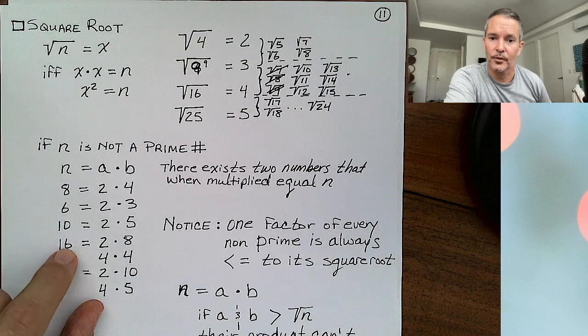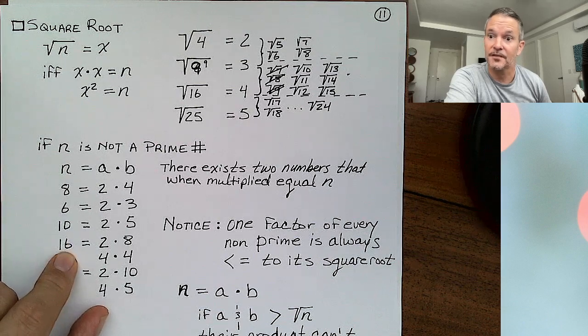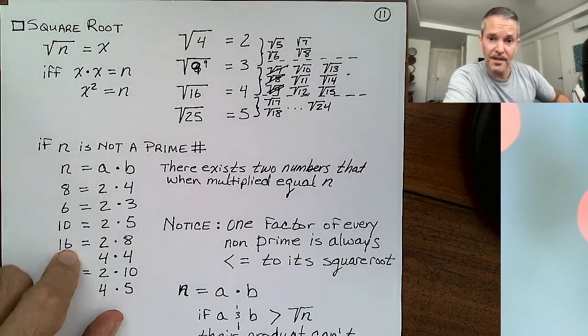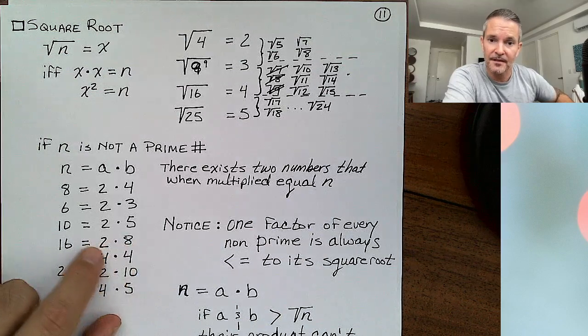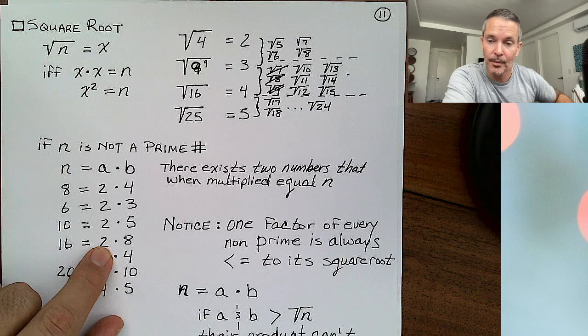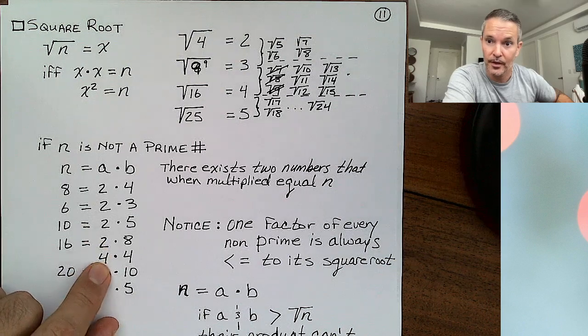What is the square root of 16? It's 4. Notice here, in both of these factorizations of 16, there exists a number that is less than or equal to 4. Here the number is 2. Here the number is 4. 4 is less than or equal to 4.